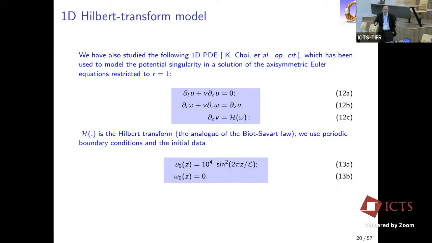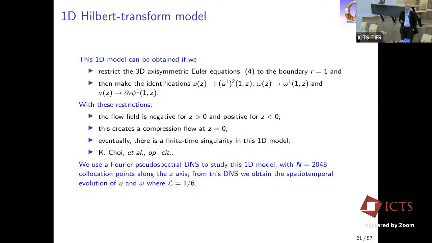Now, a little side issue, which I will just talk about briefly, that I will also look at a simpler one-dimensional model, which I will call the one-dimensional Hilbert transform model, which was also studied in this reference that I told you about, and by Luo and Hou, which is this set of equations, and that's the Hilbert transform, which for this 1D problem is the analog of the Biot-Savart law, which you heard about in Professor Migdal's talk in the morning. And these are the initial data that we will use. I still have not defined U, etc., which is here on the next slide. U is u1 squared, omega is omega 1, and Vz is dr of psi1z.